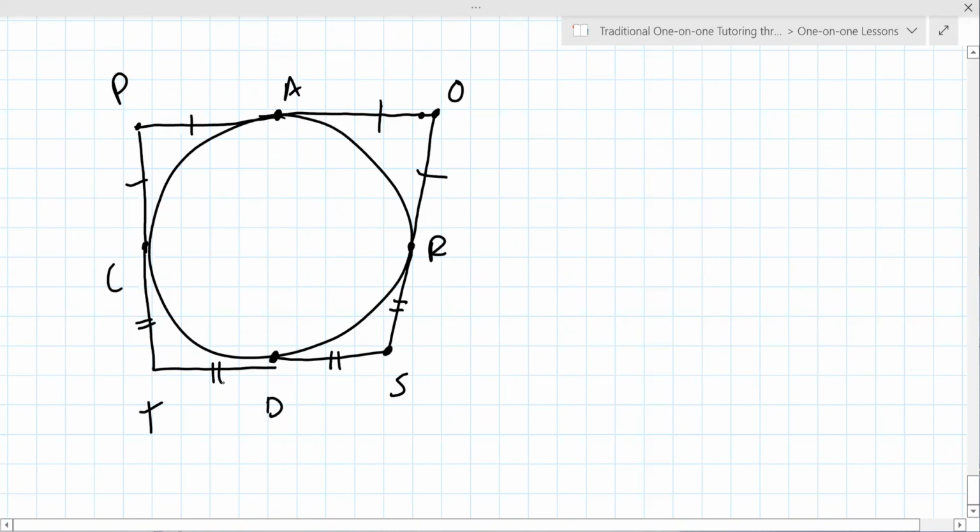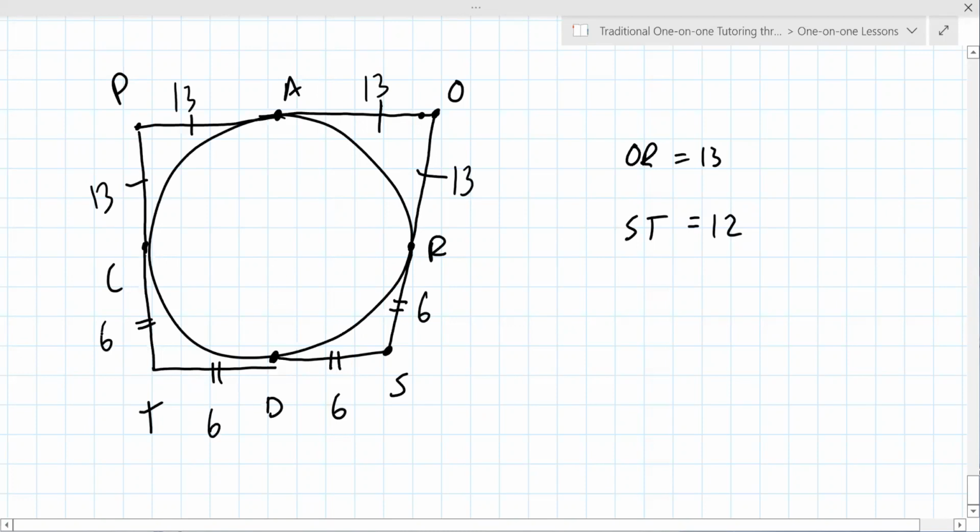Now in the problem, it tells you that O to R is 13. 13, 13, 13, 13. And then it tells you that S to T is 12. Where's S to T? That's the big one. So that means they're each 6. I guess that's not drawn to scale. I mean, it works.